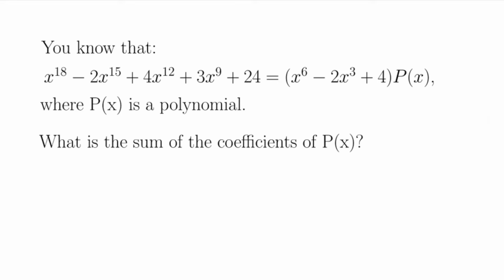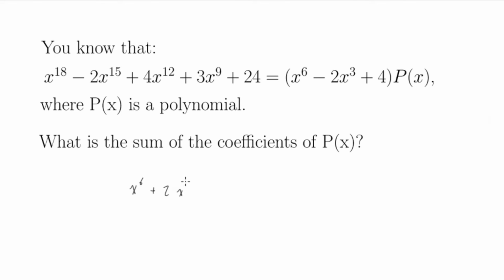You know that this complicated polynomial on the left, that I'm not going to read because it's complicated, factors as x to the 6 minus 2x cubed plus 4, all times another polynomial p of x. What is the sum of the coefficients of p of x? And as a reminder, the coefficients of a polynomial are the numbers in front of the variable.